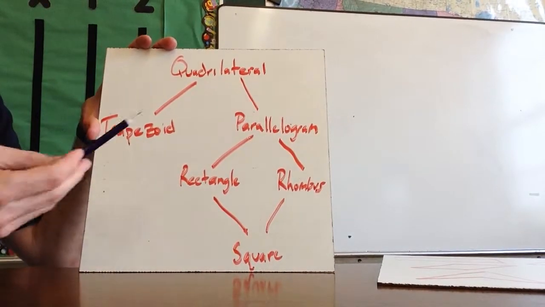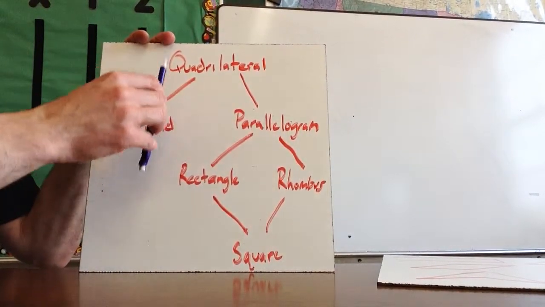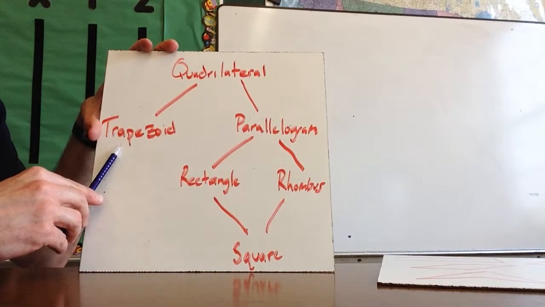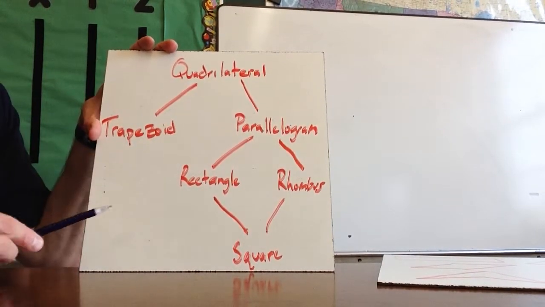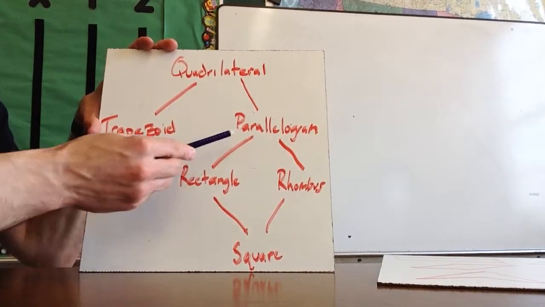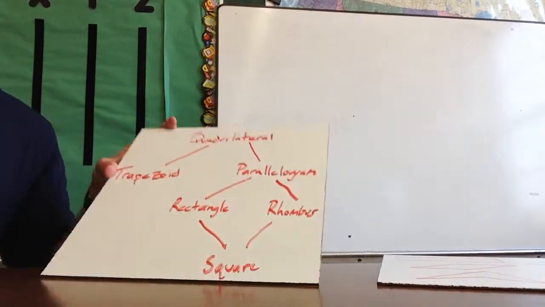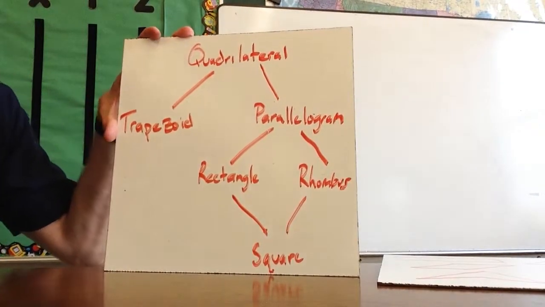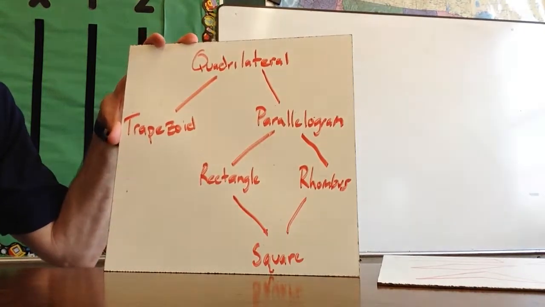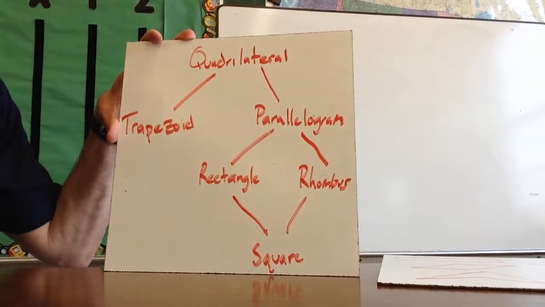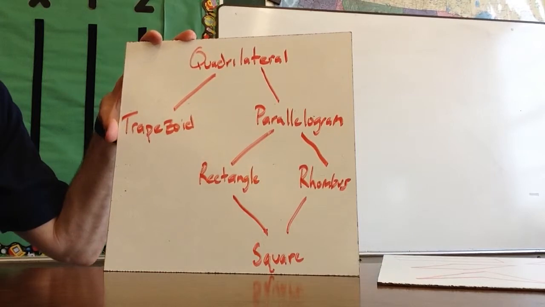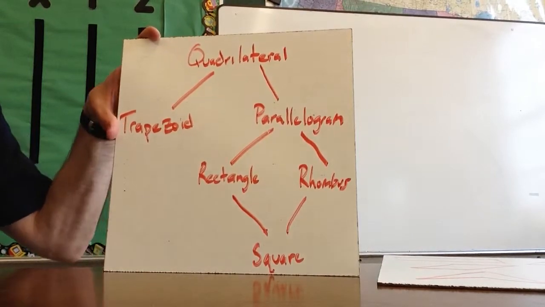Just keep in mind that as you move down, each of these is also part of the group above. So a trapezoid is also a quadrilateral. A rectangle is also a parallelogram and also a quadrilateral. So again, if you have not done so yet, you may want to hit pause, copy this down, and you can even draw the shapes underneath each of these words if that will make it easier for you to visualize.